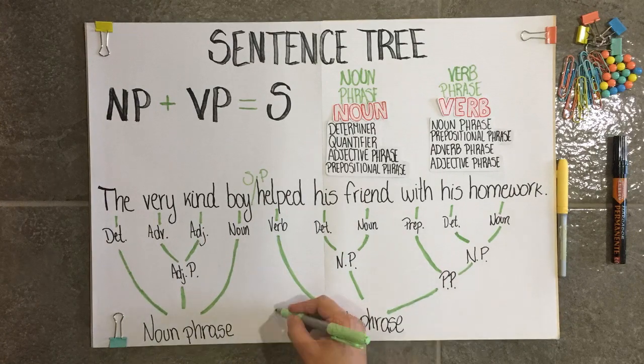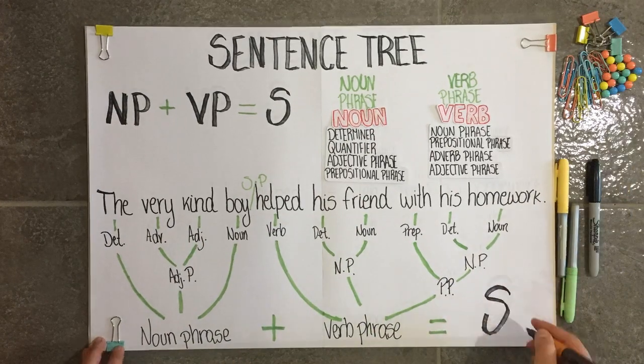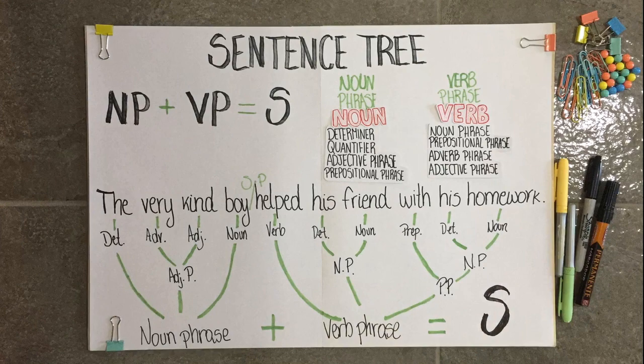And the verb, the noun phrase, and the prepositional phrase become a verb phrase. Then a noun phrase plus a verb phrase creates a sentence.